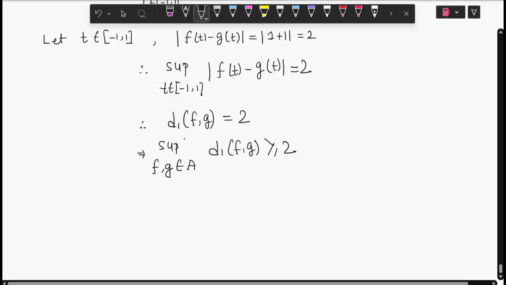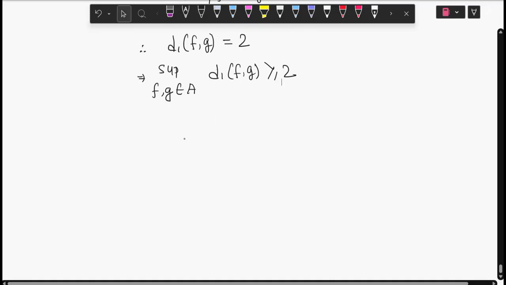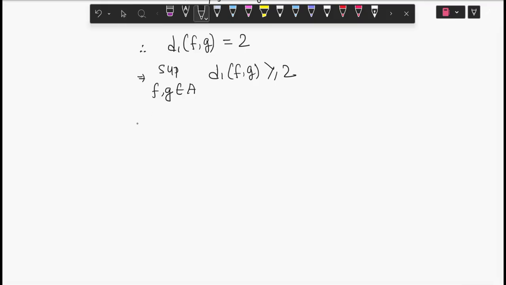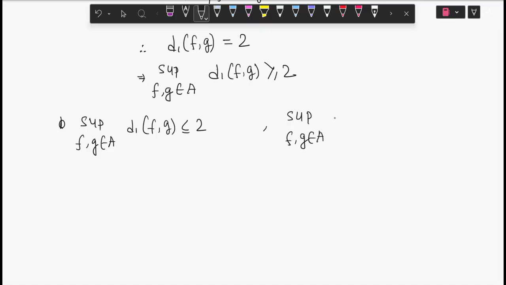Now I'll prove what I am going to prove: supremum of fg belongs to A, d1 of fg, this is less or equals to 2. If I am able to prove that, from that I can say that my conclusion would be supremum of fg belongs to A, d1 of fg, that is exactly equal to 2. That would be my conclusion.